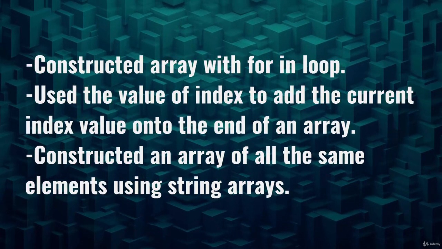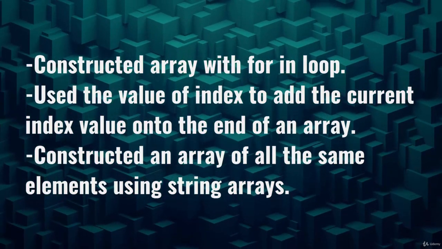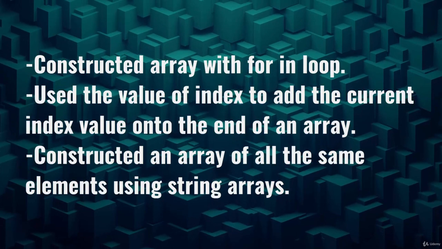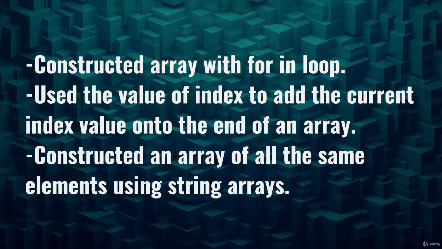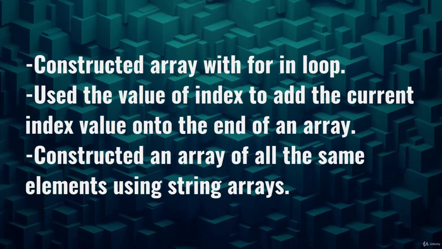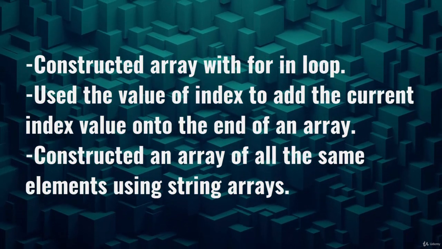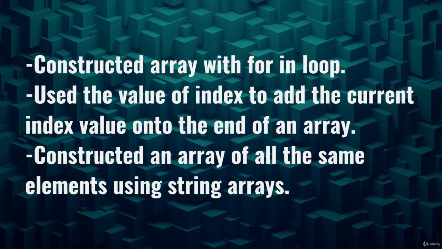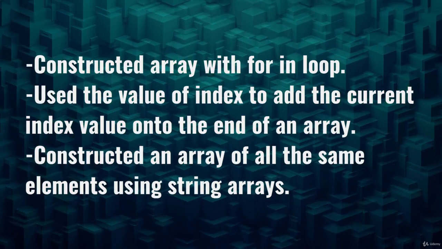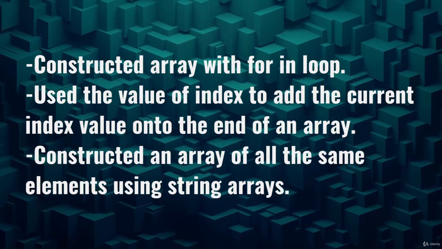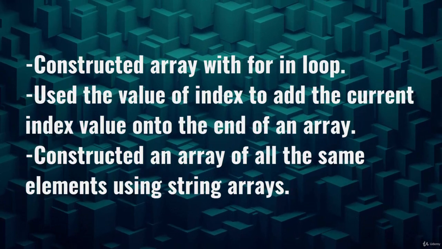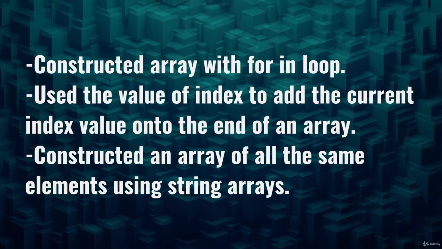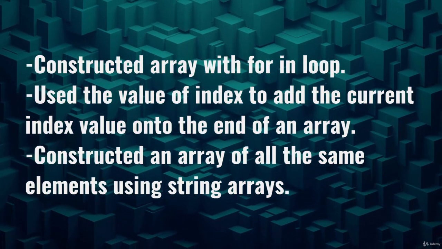We also constructed an array of all the same elements using a string array. So again we start off with an empty array and we just added the same string onto it each time. And unfortunately using a for in loop to construct an array of strings is a little restrictive in that unless you add some complicated conditionals into it, you get an array of all the same values. But once we introduce the if statements into for loops, or these for in loops, then we can see that we can change up the string arrays a little bit and add some more complicated values to it. Okay, so this was just how to construct an array using for in loops.